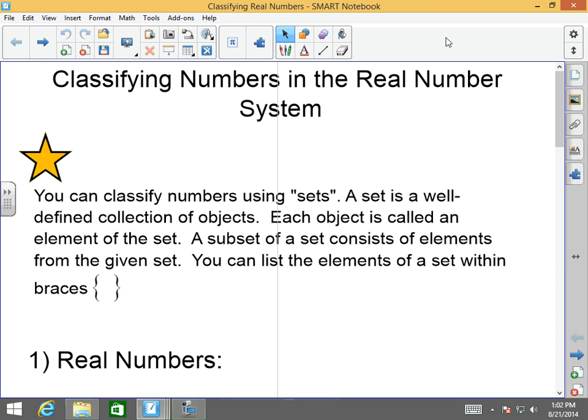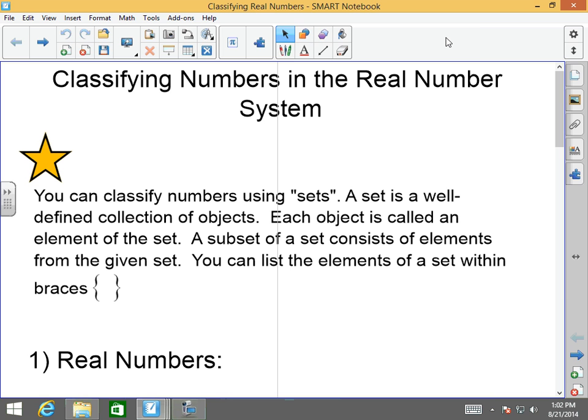This year we're going to be focusing on the basics and making sure that you know how to do everything that you need in order to succeed in higher level mathematics courses. Today we're going to start by classifying numbers in the real number system.